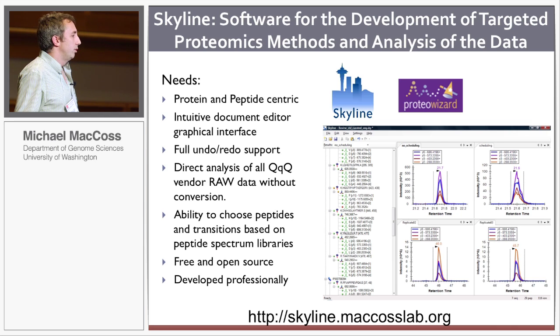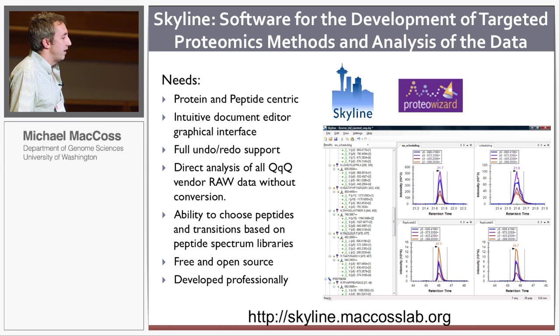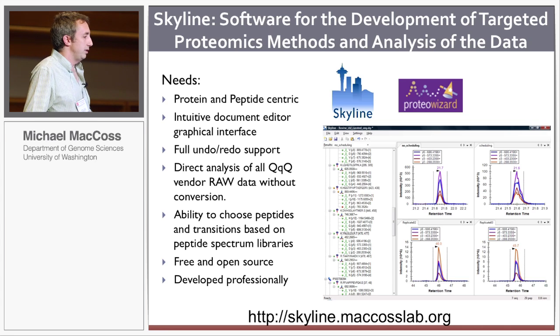So a little bit about what we did: we wanted to make the software protein and peptide centric. We wanted an intuitive document interface, multi-level undo support, direct analysis of all triple quad data, vendor neutral. We didn't want to have any file conversion, ability to choose peptides using discovery data, free and open source, and developed professionally. This was a really ambitious set of needs, and I think we've met them all and exceeded people's expectations.